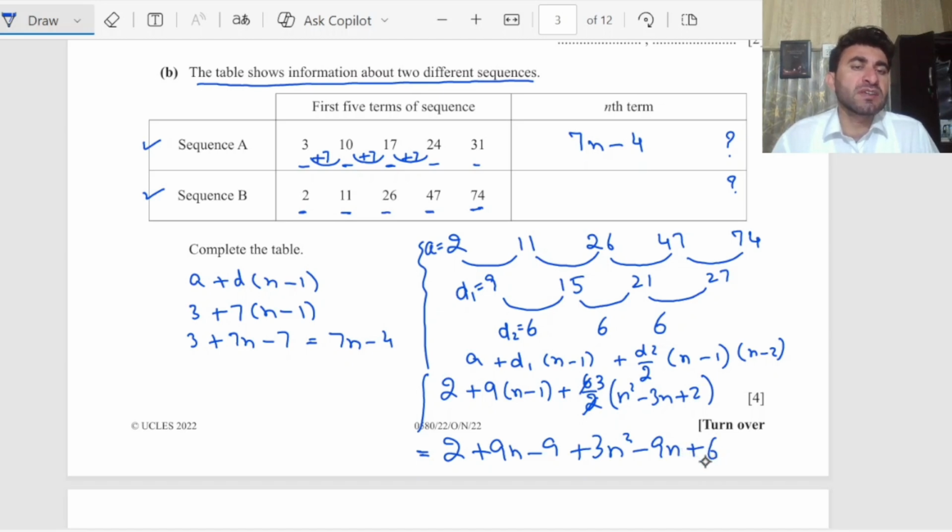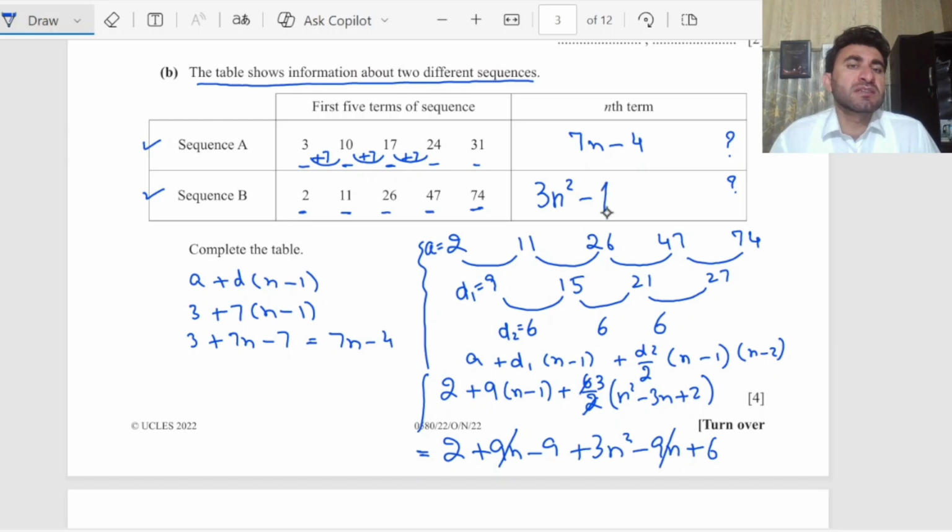Now we can simplify it, as there is only one quadratic term, 3n square. Then minus 9n is cancelled out with the positive 9n, and there is no other linear term. Now we deal with the constants. 2 minus 9 is minus 7, plus 6, so it will be minus 1.